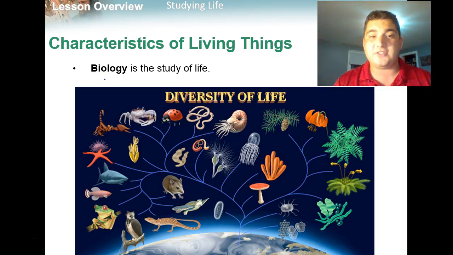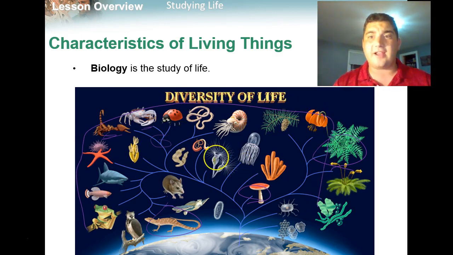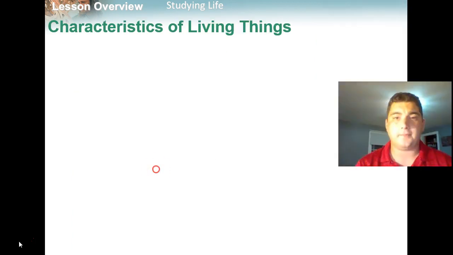So here we see that life has plenty of diversity. We have everything from scorpions and crabs, which are pretty closely related, to mushrooms, plants, and lizards. On planet Earth there's a ton of diversity, yet all these things have something in common because they are alive. So what are the characteristics that all these different living creatures share?